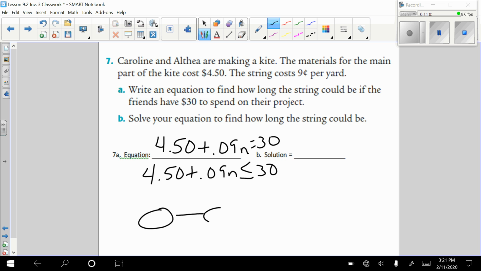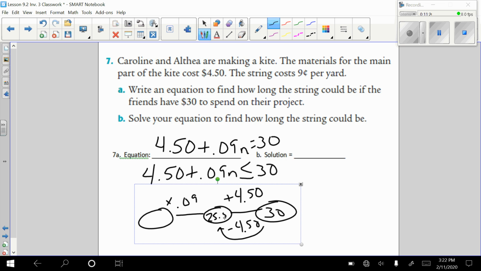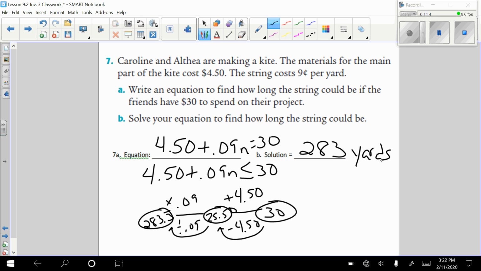And then backtrack it out. The backtracking works the exact same way. I multiplied by 0.09, do not forget that decimal point, and then I added $4.50 to get to my $30. If you subtract $4.50, you get $25.50. Then if I divide by 0.09, I get 283.3 repeating yards. Well, I can't buy more than what I have, so I can't round up. So my answer would be 283 yards would be the most I would be able to buy without going over my $30.